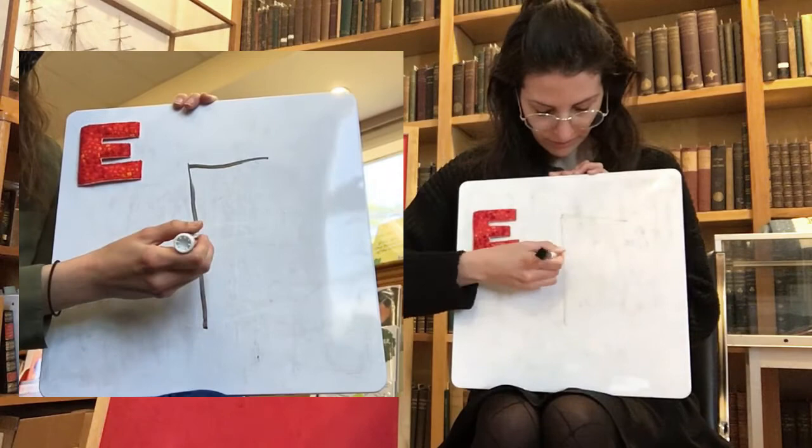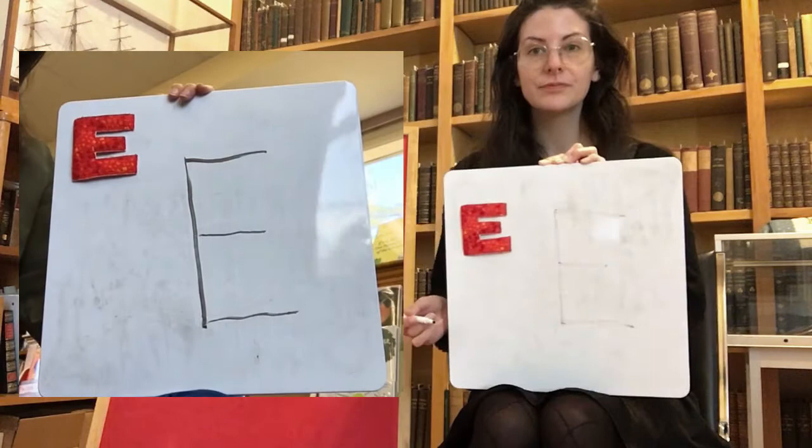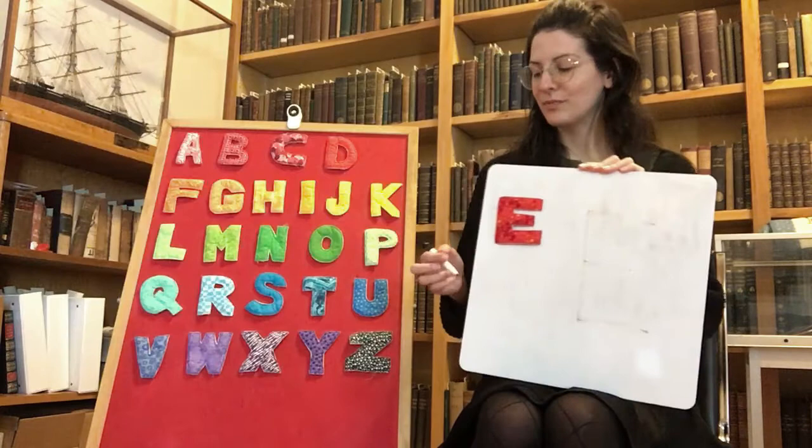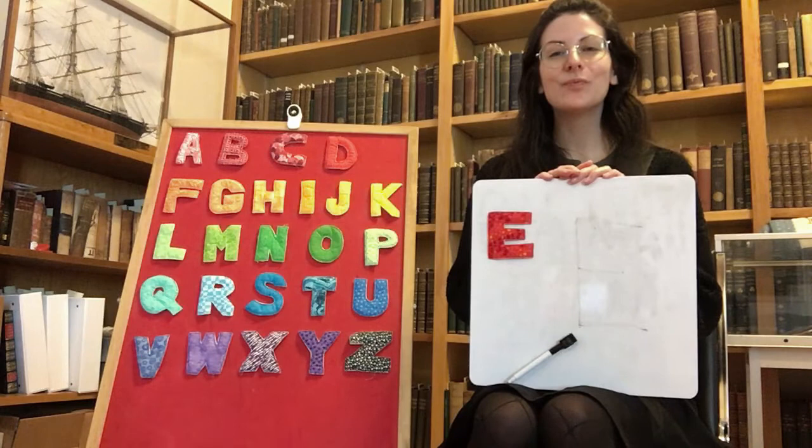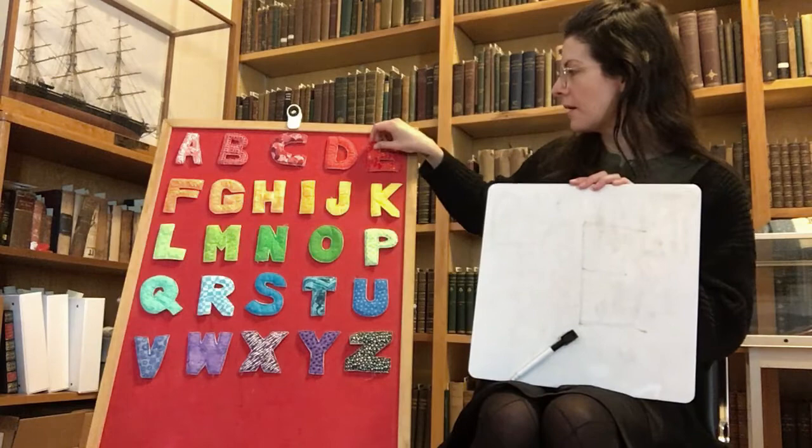One, two, three. E. Let's practice using our finger. Down. One, two, three. E. Good job. We'll put our letter E back where it belongs.